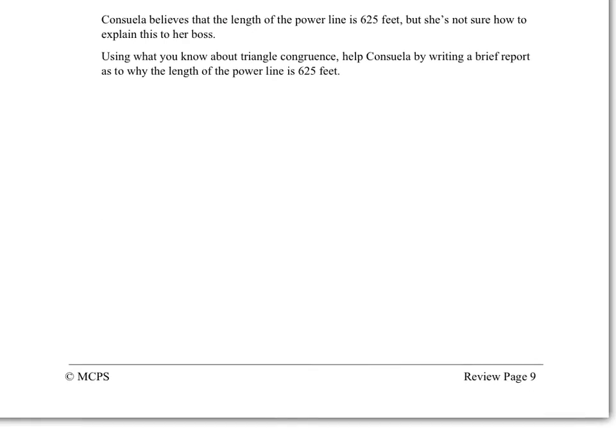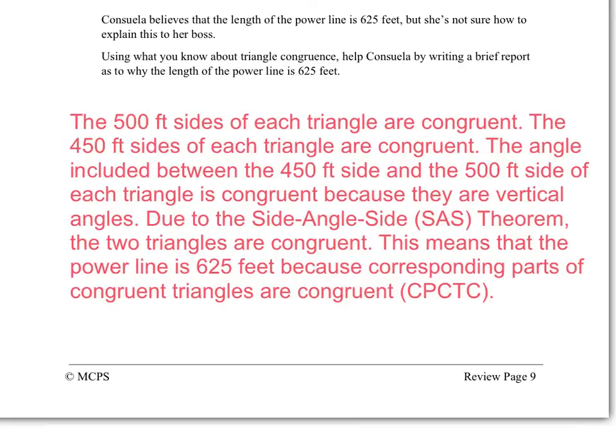So I'm going to have it typed up right here. So let's walk through this. The 500-foot sides of each triangle are congruent. The 450-foot sides of each triangle are congruent. The angle included, I think this is a key word, the angle included between the 450-foot side and the 500-foot side of each triangle is congruent because they are vertical angles.